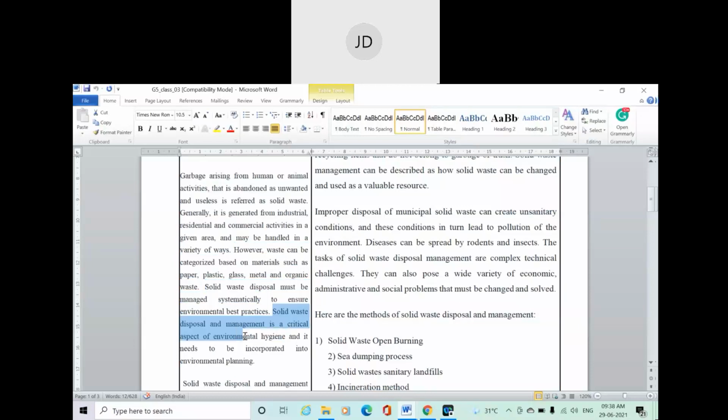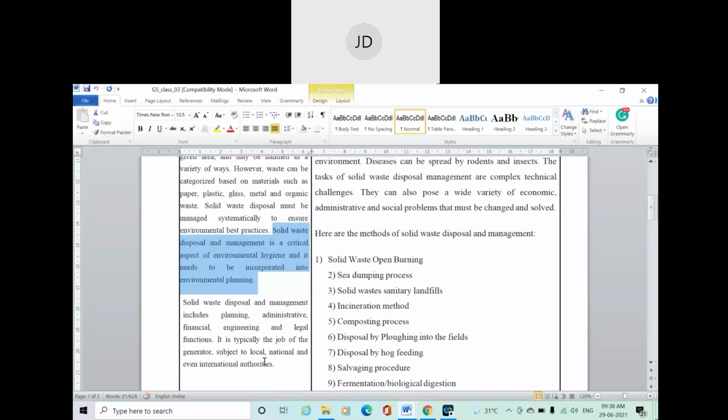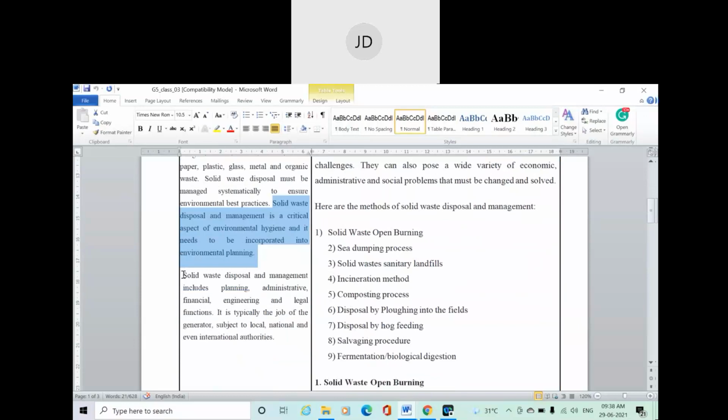Solid waste disposal and management is a critical aspect of environmental hygiene, and it needs to be incorporated into environmental planning. So solid waste disposal and management includes planning, administrative, financial, engineering, and legal functions. Whenever I say management of solid waste, it includes all these sections of solid waste management.